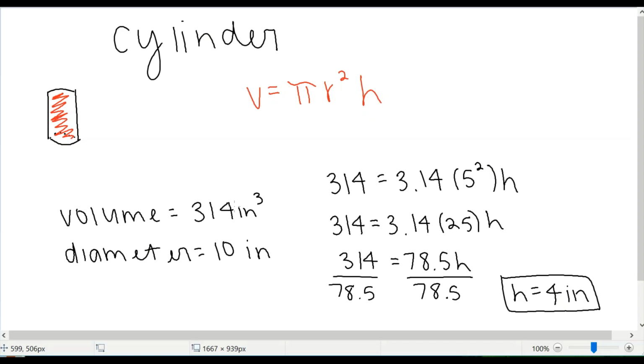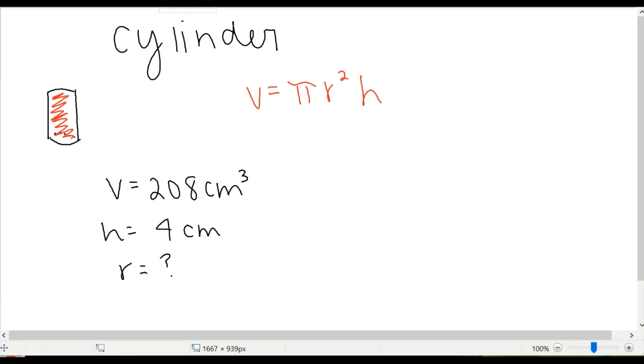I'll do one more where you have to find the radius when given the volume and the height. Alright, so again we are working backwards. This time I'm given the volume and the height. I'm being asked to find the radius. I'm going to plug in the things that I do know into that formula. So I do know that the volume is 208. I do know pi is 3.14. I do not know the radius, so that stays radius squared. And I do know the height is 4.